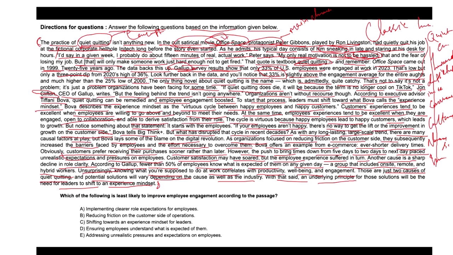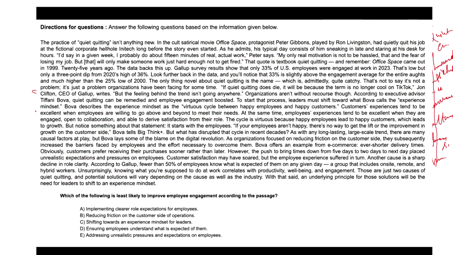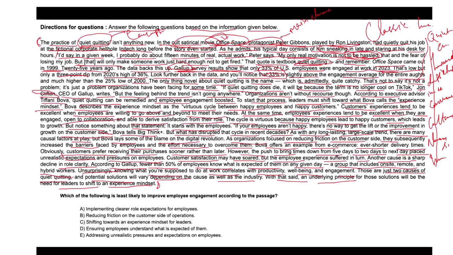Similar to that, after the first paragraph, we can also talk about the second paragraph, which states that the Gallup survey's results show that only 33% of US employees were engaged at work in 2020. So this part discusses survey data from Gallup showing that only 33% of US employees were engaged at work in 2023, right? A slight decrease from 2020, isn't it?